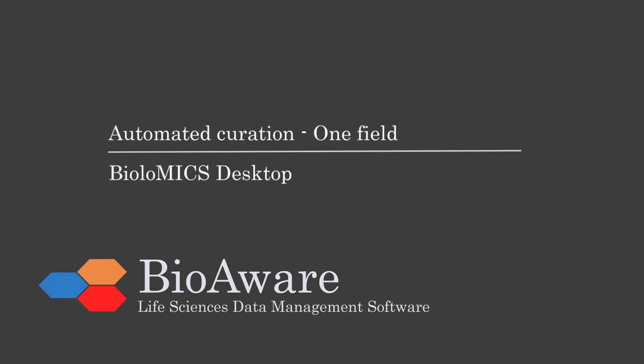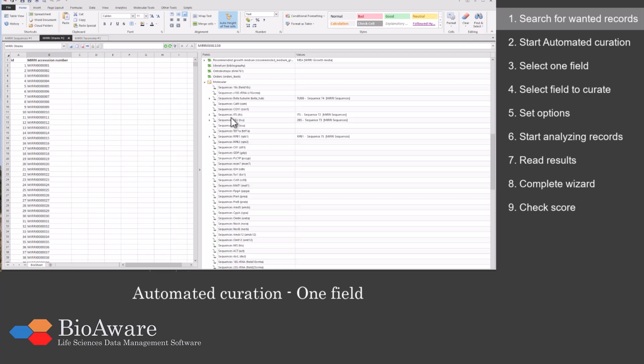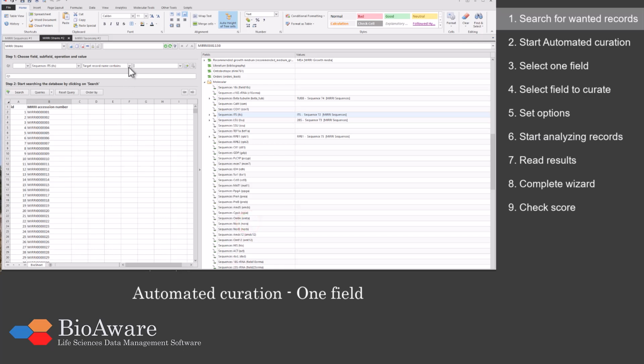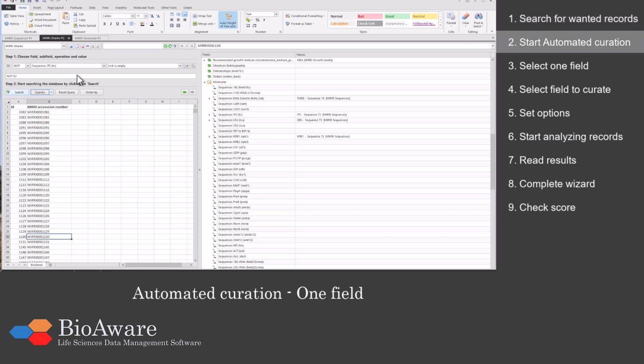Hello and welcome. In this movie, we will show you how to use the automated curation tool using one field only. In the main window of BioloMICS, we will first do a query to get all the records, or strains in this case, that have at least one ITS sequence attached. Over 30,000 records are found and those will be used for the tool.